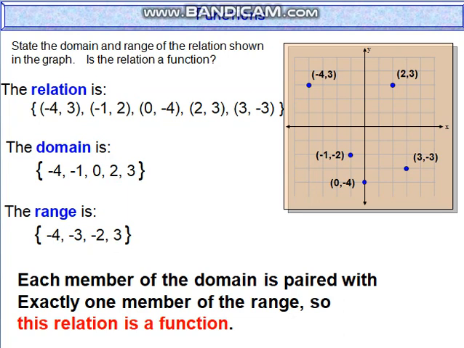State diagram. Domain and range represent the relation: -4, 3, -1, 2, 0, -4, 2, 3, 3, -3. The domain is -4, -1, 0, 2 and 3. According to this example, the range is -4, -3, -2 and 3, because these are the values of the y coordinate and the domain is the x coordinate.